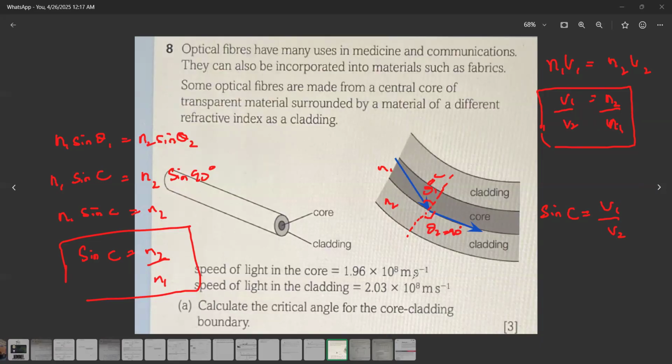What is V1? V1 is the speed in the first medium, the core, because that is medium one. So V1 is 1.96 times 10 to the power 8, divided by V2, the speed in the second medium, 2.03 times 10 to the power 8. Ten to the power 8 cancels with 10 to the power 8. So C equals sine inverse of 1.96 divided by 2.03. When you take the sine inverse of this, that will give us the critical angle from the core to the cladding. Is it clear, this one?